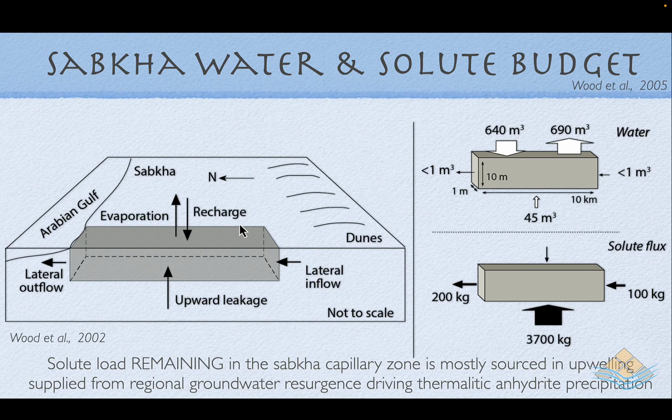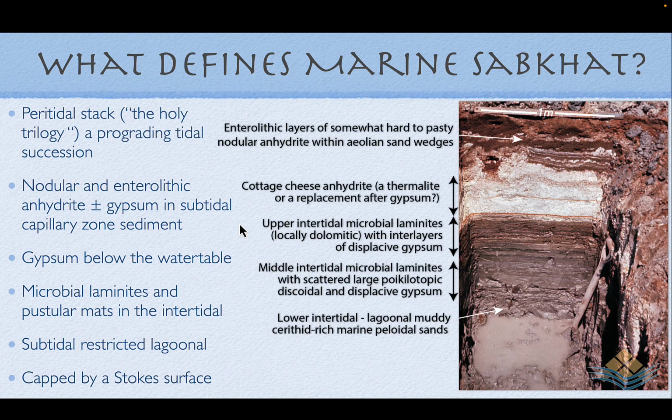Now we have to consider here how much solute load remains behind in the sabkha, not just the volume. And so the solute load remaining behind in the sabkha is mostly sourced in that upwelling from that regional groundwater resurgence, and the precipitation process of the anhydrite is driven by that thermolytic process, by the fact that anhydrite is a retrograde salt, and we see the bulk of the anhydrite accumulating across all the sabkhas in the UAE in that zone immediately above the water table.